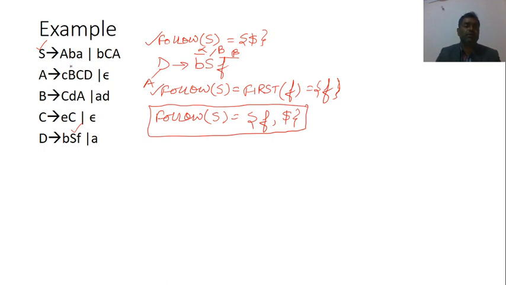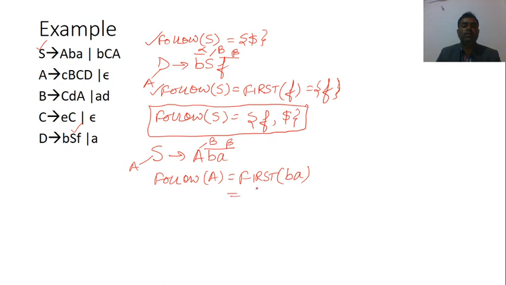Now we can take any production. Just take this one production, S derives to ABA. Here I want to find out the follow of A. Just take it as B. This one becomes your beta. This one becomes your A. Now I can write follow of B, that is A, equal to first of a small b, a small a, and this is equal to B.